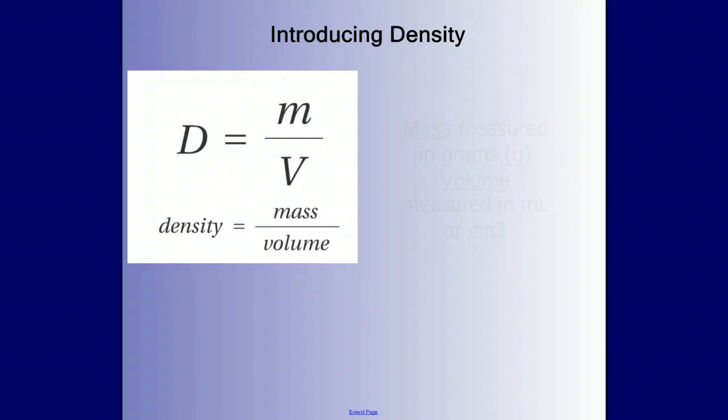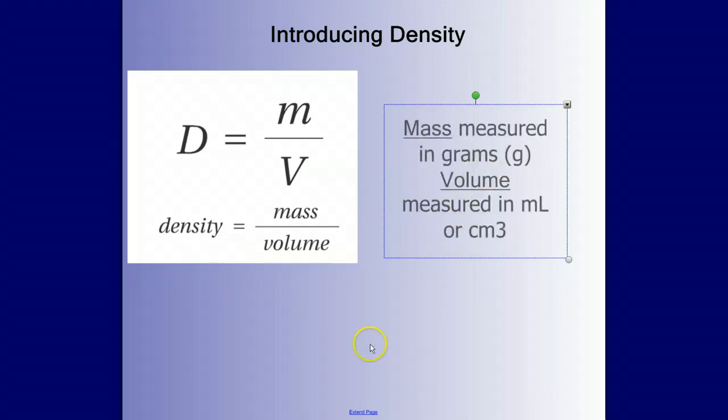So here you can see we have our equation. Density equals mass divided by volume. So you need to make sure that you know your measurements there, know what units to use. We want to use grams for mass and make sure that we have milliliters when we are talking about volume. Now, you can also have 1 cubic centimeter as your volume.